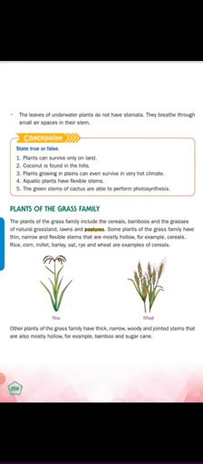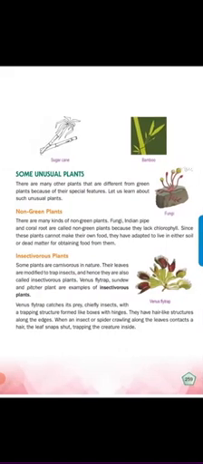Fine. Next is some unusual plants. There are many unwanted plants too. Yes or no? For example, the plants which have needle-like things, will they be helpful for us? No. So they are called unusual plants. They are called non-green plants and insectivorous plants.